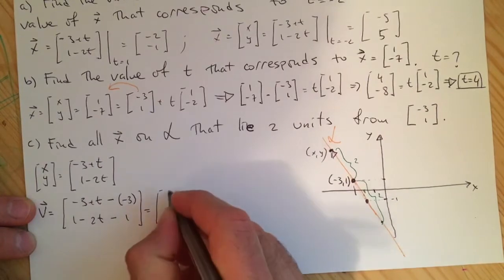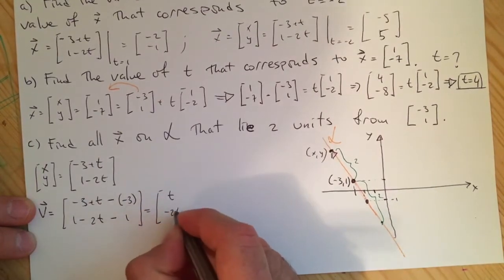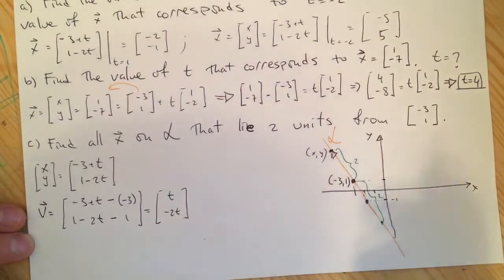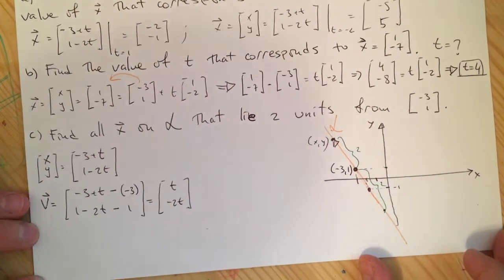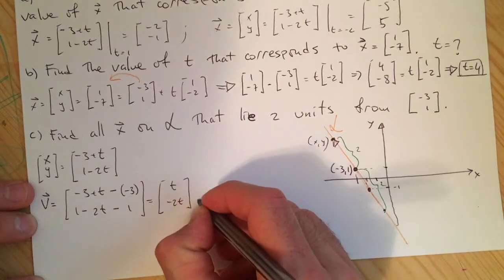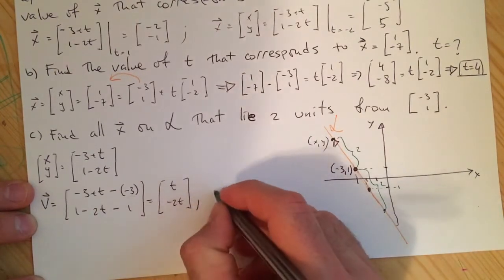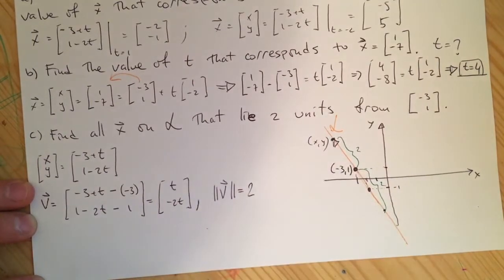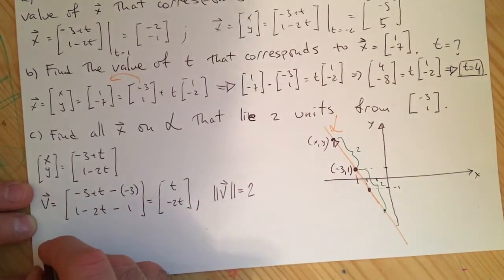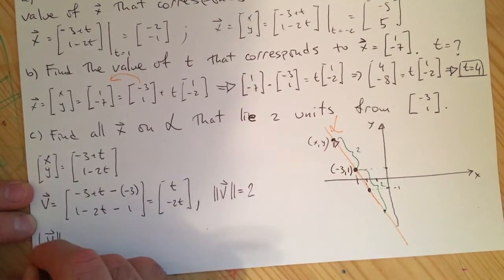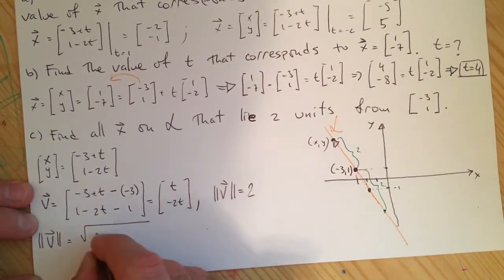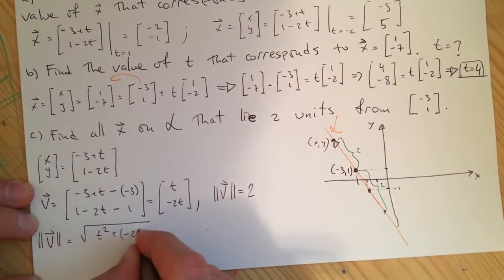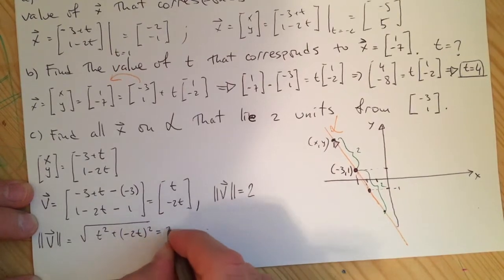Which just becomes t and negative 2t. Now I want this vector to have magnitude 2. So we want the magnitude of the vector v to be 2 units. Well, let's calculate that. The magnitude of the vector is equal to the square root of t squared plus (negative 2t) squared, which is equal to 2.